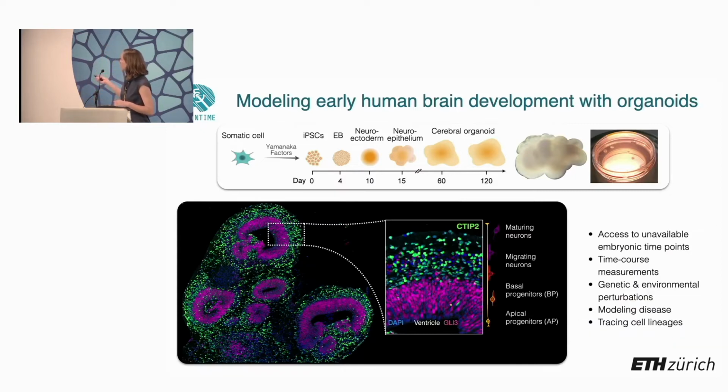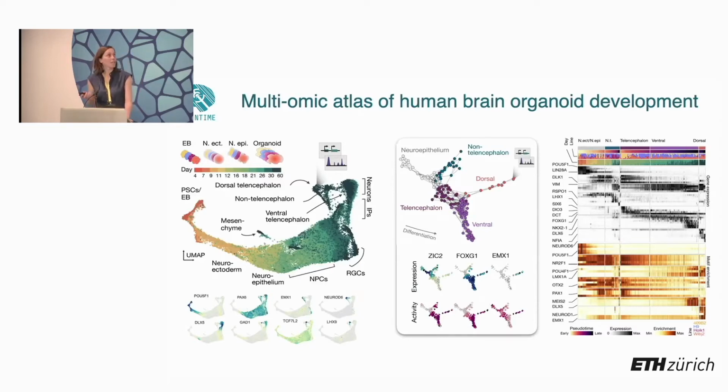Just to mention, I think we discussed this, but the great thing about organoids is that we can perturb them. We can access time points that we might not have available from primary tissues, and we can perform perturbations, model disease, trace lineages, and so on. So we decided to generate a new data set that would incorporate both modalities, transcriptome and accessible chromatin. And you can see now directly the embedding here.